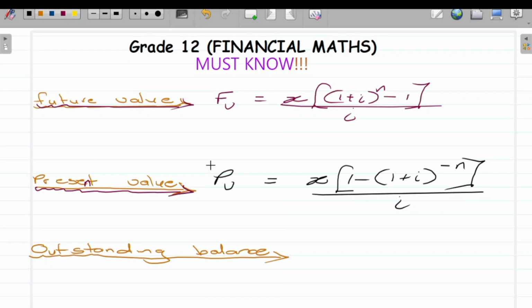So P will be the present value, right? This is when you are given a loan. Let's say you went to Absa or Standard Bank, and you told them that you need a loan of maybe 500,000. Okay, and they say that we need you to pay our money back maybe in 7 years. So let's just say they want you to pay back the amount in 7 years.